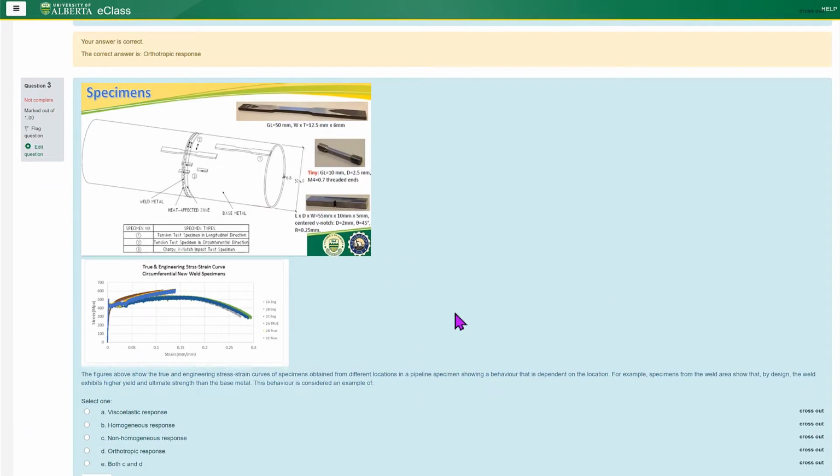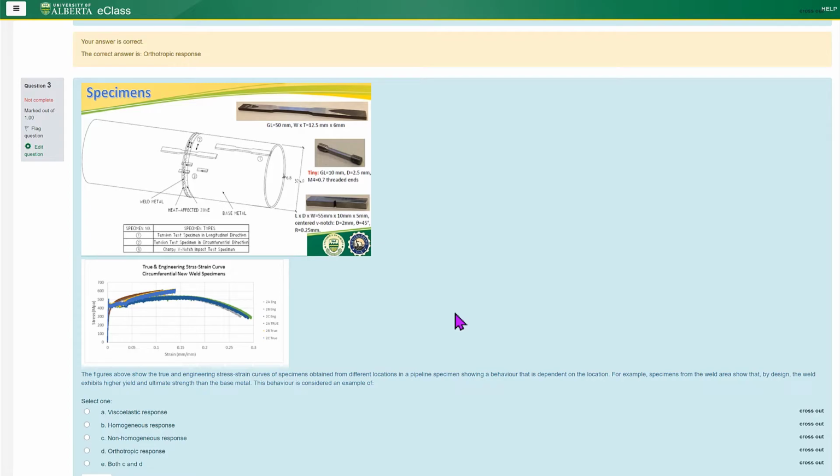Moving on, and as you guys can see, this is definitely a U of A slide, so I guess this pipeline is probably right from Dr. Sammer's research, because as you guys may know, that's exactly what he does, is pipeline research. And it says the figure above shows the true engineering stress strain curves of the specimens obtained from different locations in a pipe.